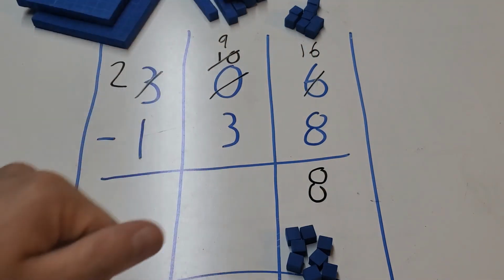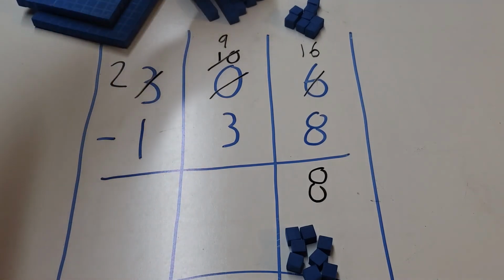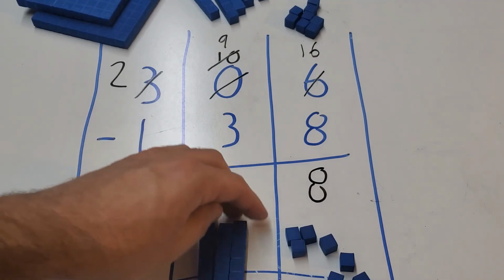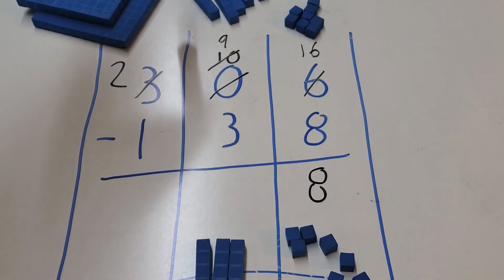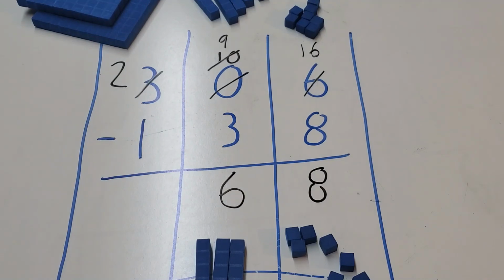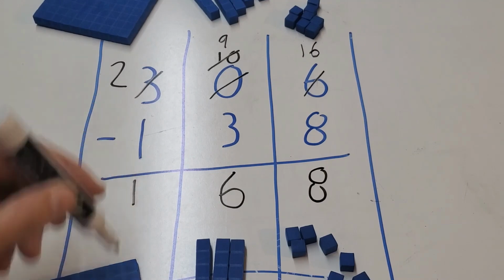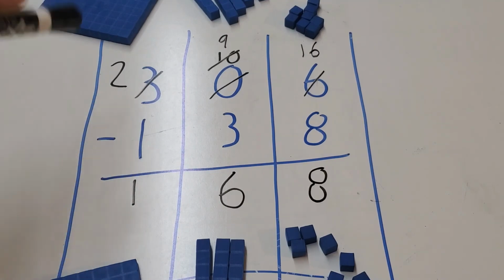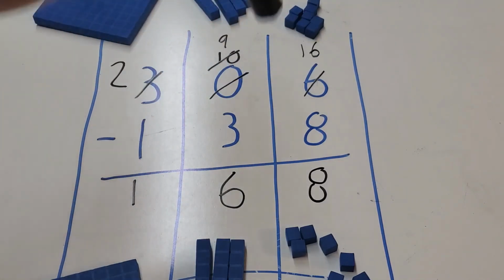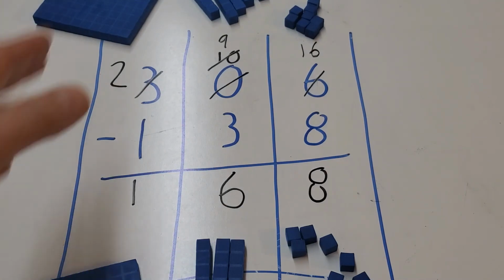Well, 9 minus 3. Let's take away our 3. 9 minus 3. How many are left here? 1, 2, 3, 4, 5, 6. 9 minus 3 is 6. And here we have 2 minus 1. That's a pretty easy one, is 1. So, 306 minus 138 gives us 168. And we can do this by regrouping.